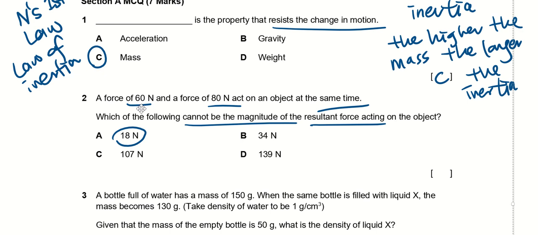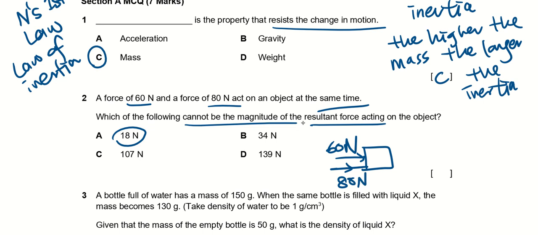How about we do it this way? What's the maximum force that we can have? If I have an object and this is 60 newton and this is 80 newton, acting in the same direction, the total is 140 newton. Can it be larger than that? It cannot, because they are already pushing it together in the same direction. So the maximum force that can occur from these two forces is 140 newton.